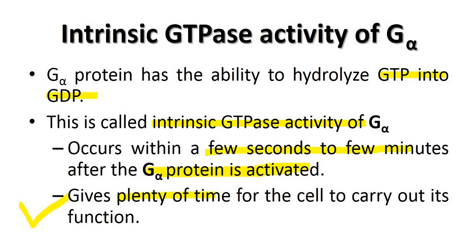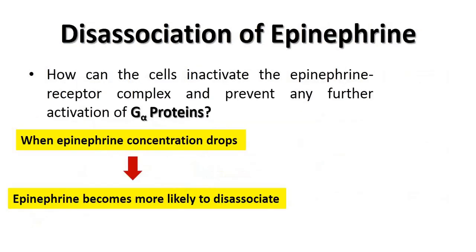So our idea is, let the cell first complete the epinephrine signaling pathway. After the epinephrine signaling pathway is complete, the cell should not remain active. It should immediately switch off the epinephrine signaling pathway, and one of the important ways that it does this is by intrinsic GTPase activity. Now let's understand how the dissociation of epinephrine takes place.